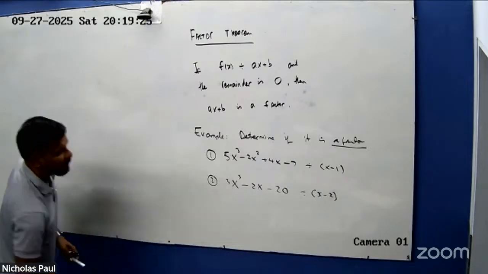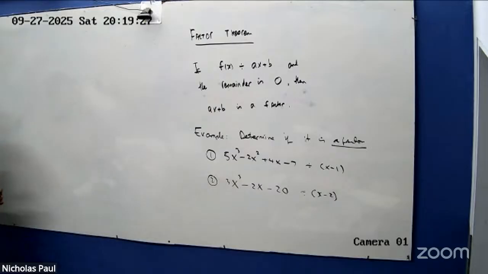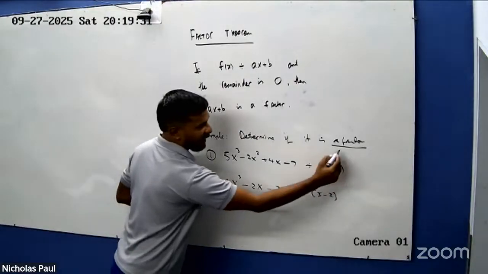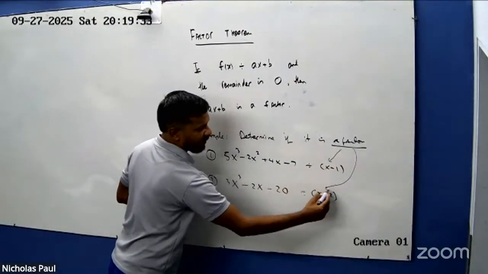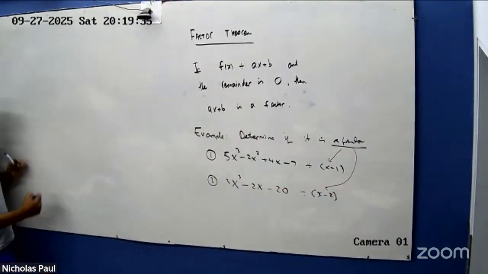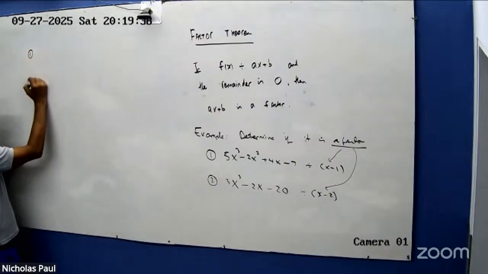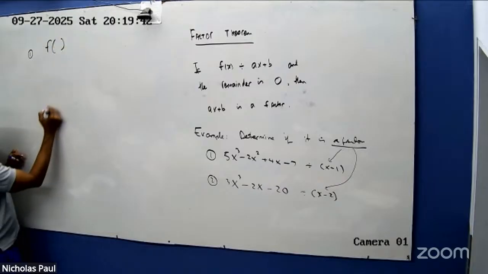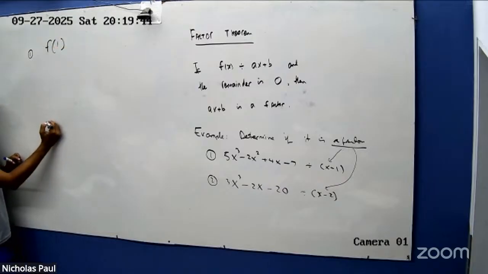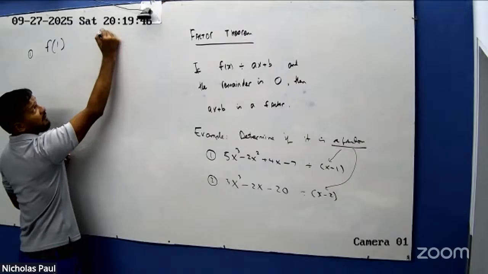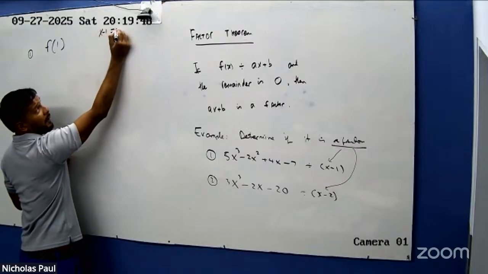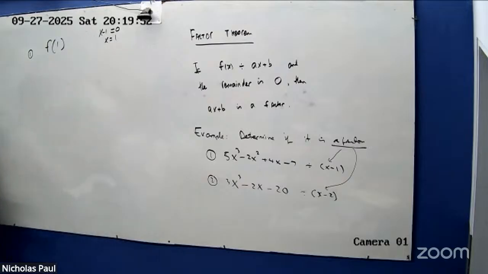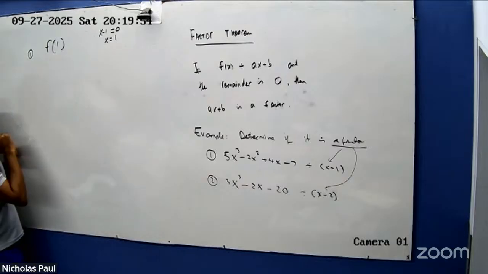Right? So here's what I'm asking. For number one, I am asking if this is a factor or if this is a factor. Okay? So basically, here's what I want you to do. I want you to find f of 1. How did I get 1? Because you're dividing by x minus 1, make it equal to 0 and solve for x. That's okay? So basically, I want you to find f of 1.